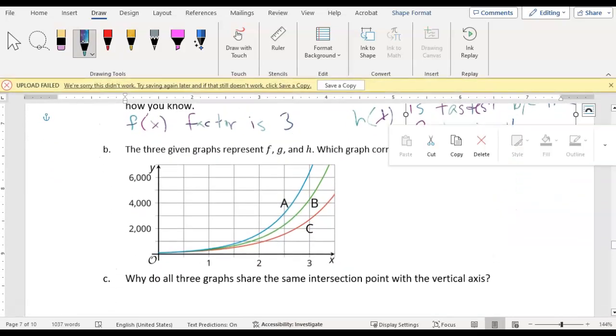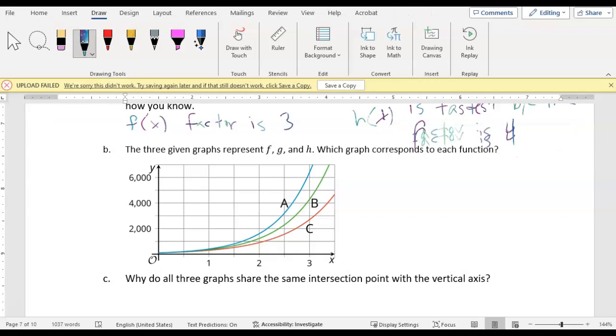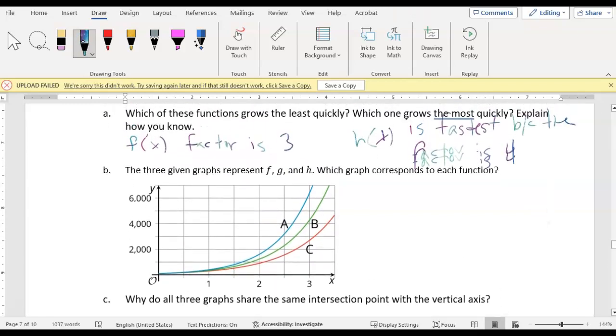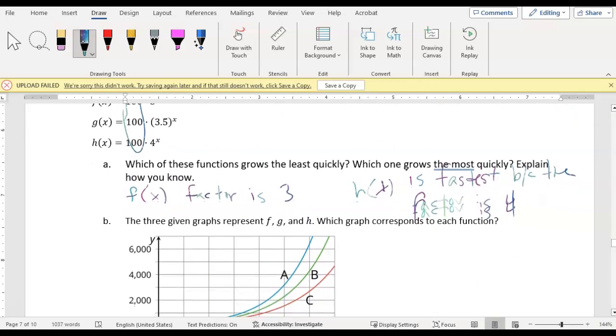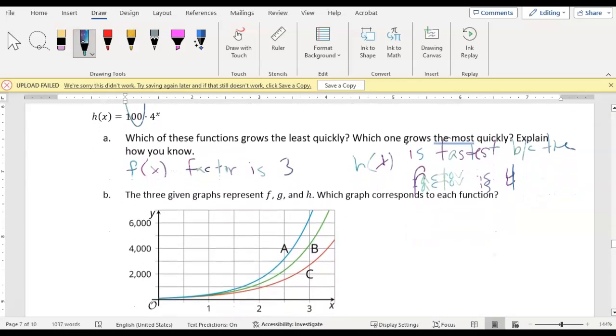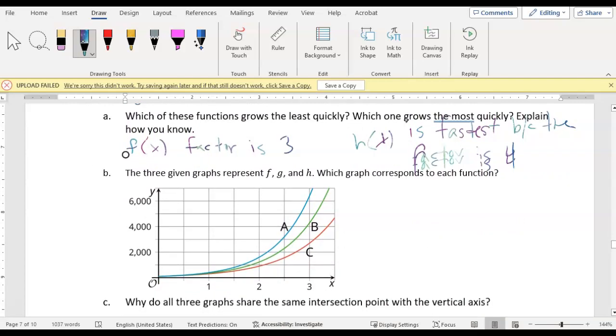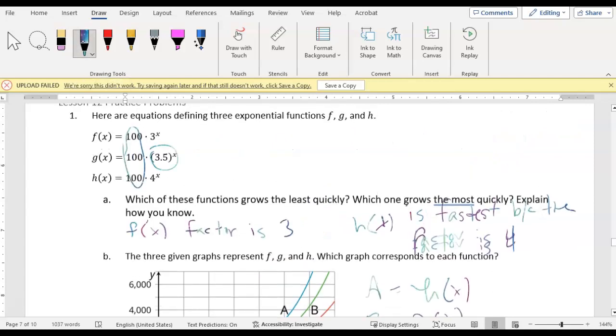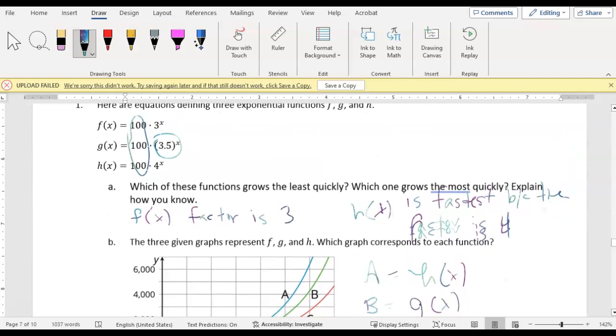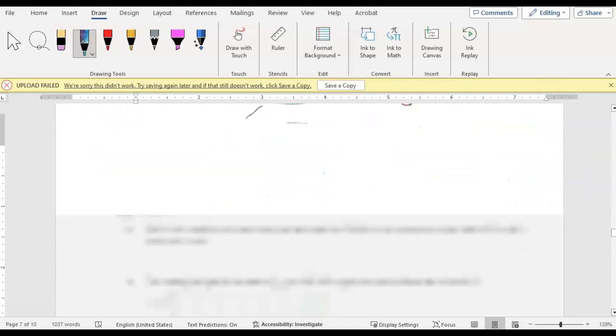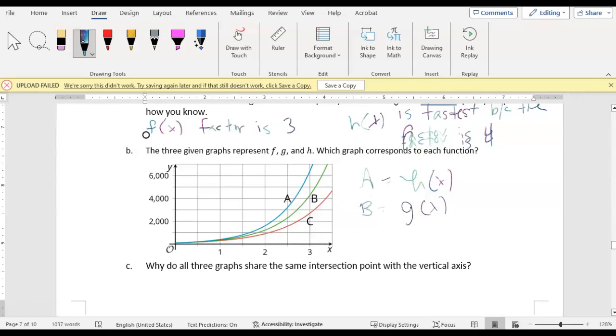Part B says the three given graphs represent f, g, and h. Which graph corresponds to each function? So we need to figure out which one is f, g, and h, looking at these three right here. So we know that h of x is the fastest growing one, so that would be A. So A is h of x. B then, which is the middle one, would be g of x, because that is growing at a factor of 3.5. And then the slowest growing one is C. We can see that graph is growing a little bit slower there, so C would be f of x.